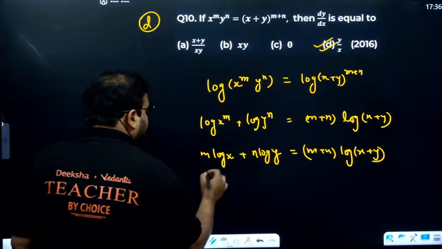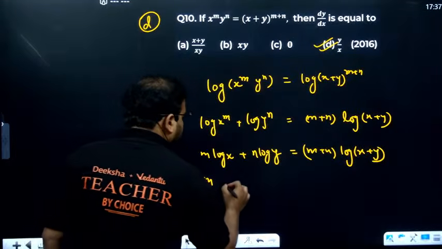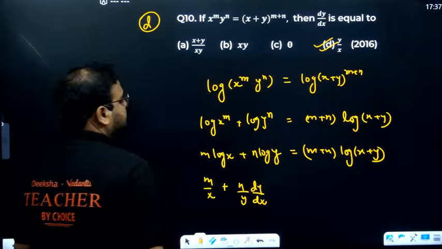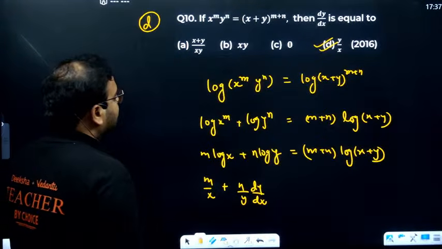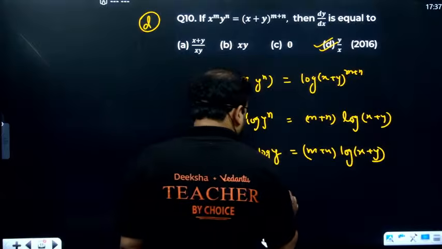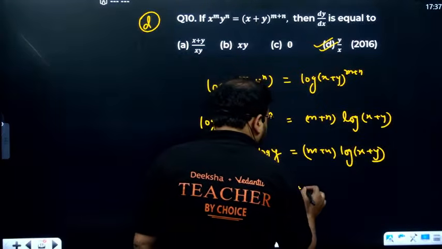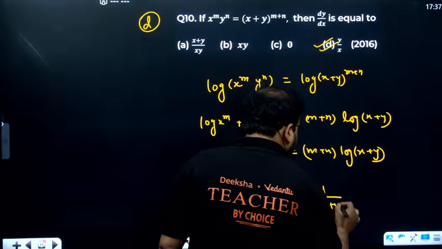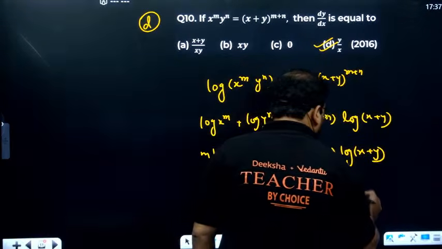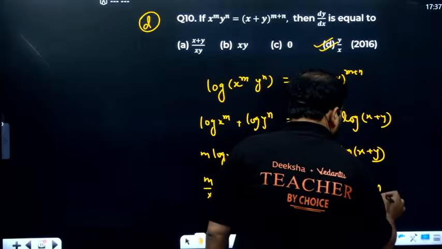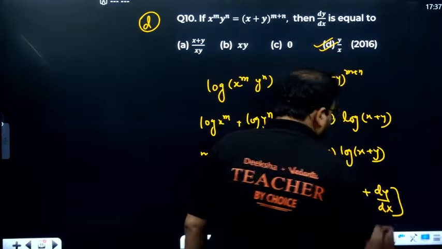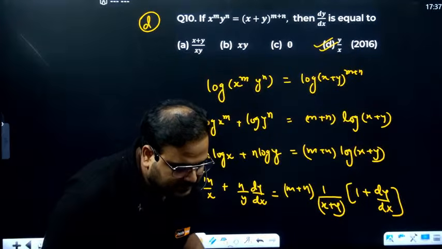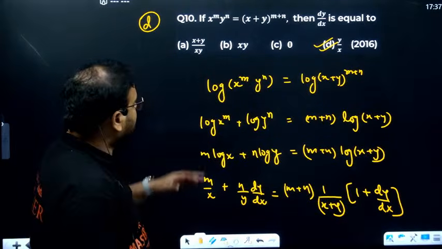So if you differentiate it, you'll have m upon x plus n upon y dy by dx. Okay, check. Equals m plus n times, over here also, 1 upon x plus y differentiated. You'll have 1 plus dy by dx. What we have done is a simple use of log and differentiation. Right, guys? Yes? Yeah, your answer D also is correct.